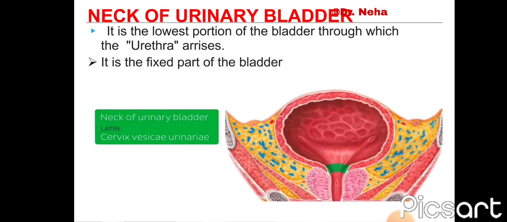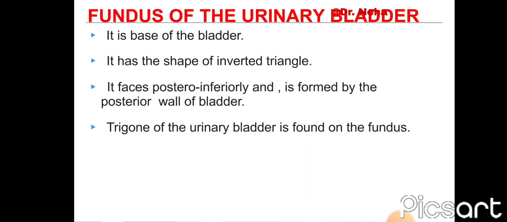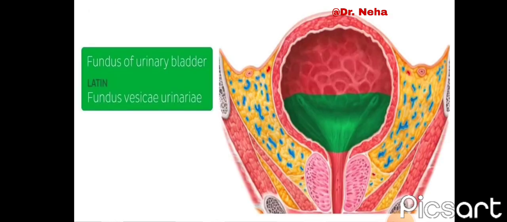Here we can see the neck of the urinary bladder, which is the lowest portion of the bladder, through which the urethra arises. It is the fixed part of the bladder. Now the fundus of the urinary bladder. It is the base of the bladder and it has the shape of an inverted triangle. It faces posteroinferiorly and is formed by the posterior wall of the bladder. The trigone of the bladder is found on the fundus. Here we can see the interior of the fundus, where we can see the triangular area which is known as the trigone.